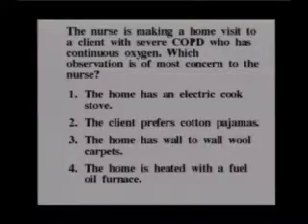If the patient had this, you would want to suggest they put a cotton scatter rug or a cotton sheet on where they're going to walk, because you want to reduce the static electricity. Now, I want us to think about option number 4 on that slide. Option number 4 says the home is heated with a fuel oil furnace.